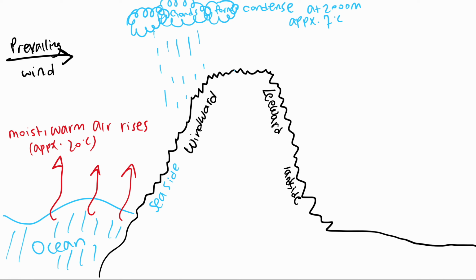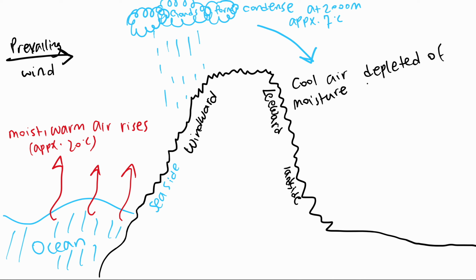And then what happens is this cool air is depleted of moisture because it's just rained over here, right? What does depleted mean? It means there is no moisture, or very little of it. Cool air depleted of moisture sinks and warms. So it's going to sink, if it doesn't have moisture, and it's going to start to warm up again. Because remember, the temperature is approximately 20 degrees Celsius. Cool air depleted of moisture sinks and warms. Relative humidity decreases.